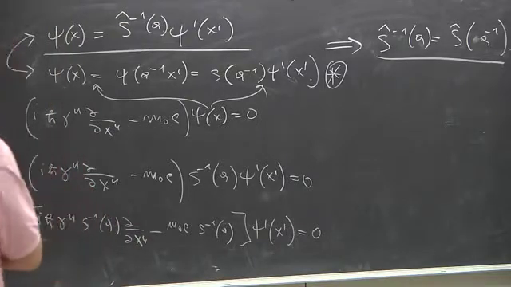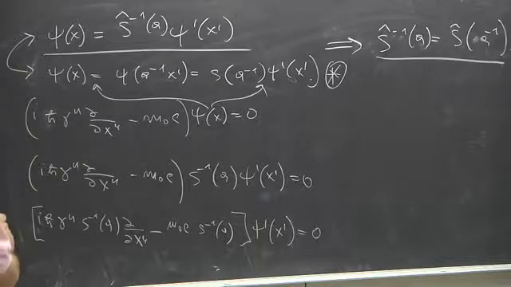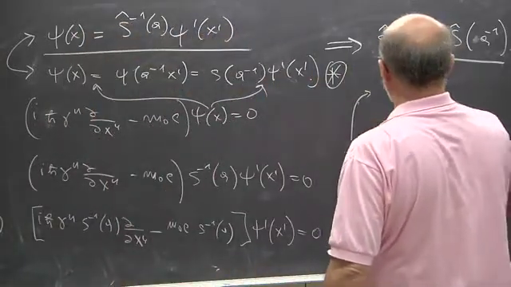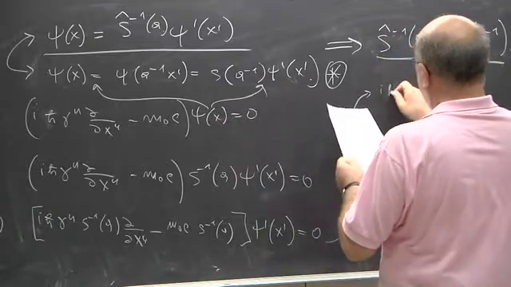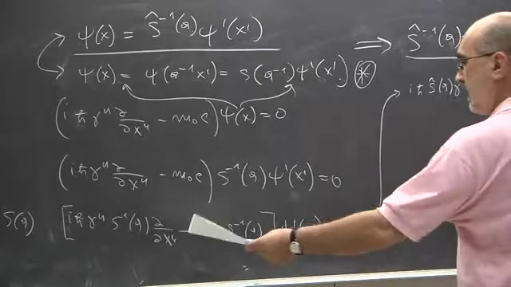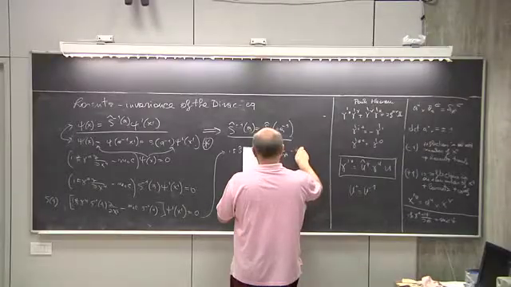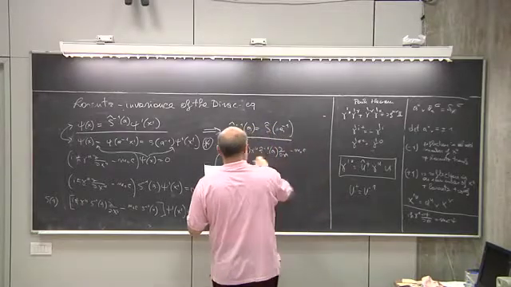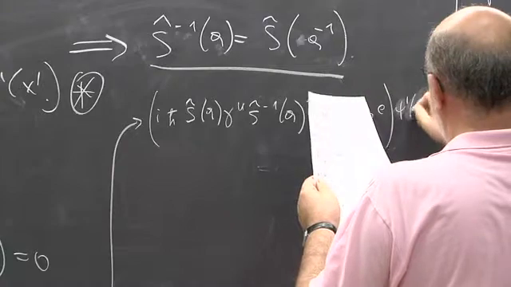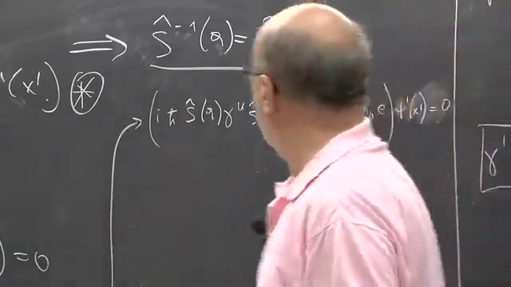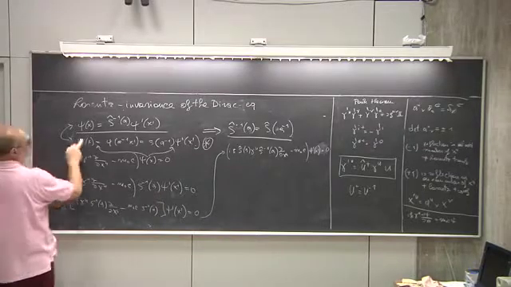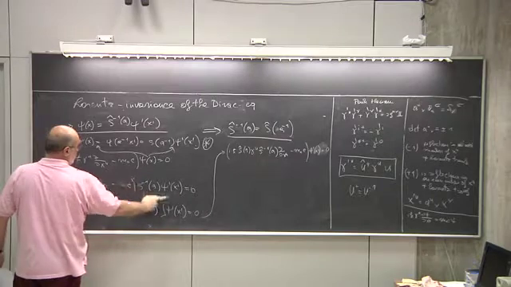Now let's take this equation and multiply it on the left by S of a. Then what do we get? We get, let's write it here, i h bar S of a gamma mu S minus 1 of a, then d dx mu, minus m0 c, applied on psi prime x prime equals 0. So I have taken this object and used this relation, replacing this by this quantity.